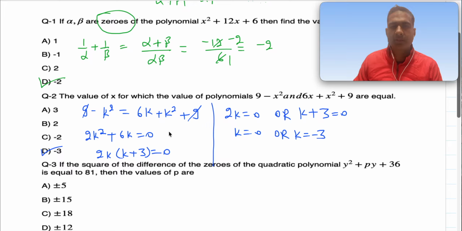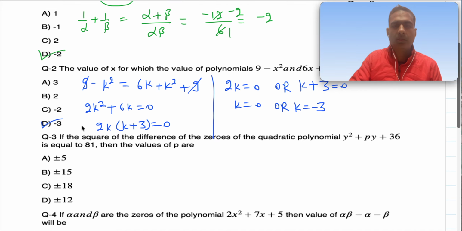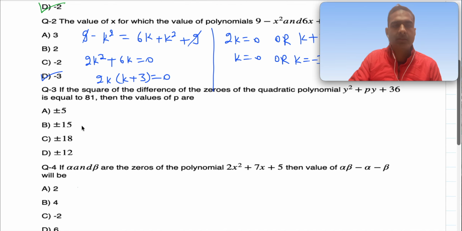We shifted everything to one side and simplified it. We got the answer that the value of k will be either 0 or minus 3. 0 was not any one of the options, so we ticked option D.